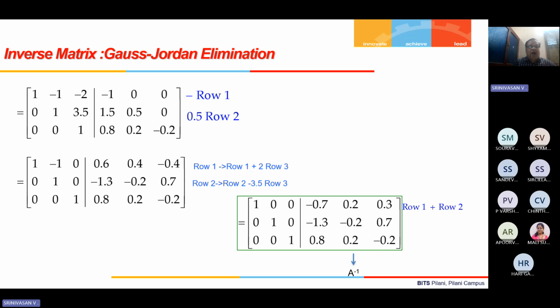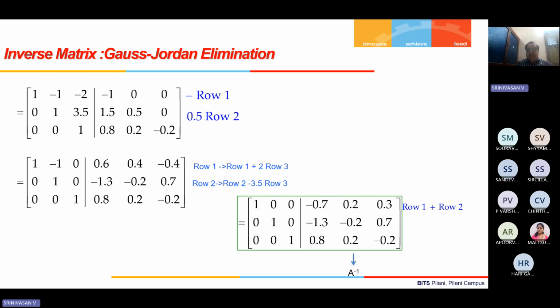That is your R1, keeping R2 fixed, because R2 is now fixed. So go to R1. This is minus 1, this is 1. You must get 0 here. So what will you get? R1 is R1 plus R2. So 1 0 0. Here 0.6 minus 1.3 is minus 0.7, 0.4 minus 0.2 is 0.2, minus 0.4 plus 0.7 is 0.3, and the remaining will be 0, 1, 0, minus 1.3, minus 0.2, 0.7, 0, 0, 1, 0.8, 0.2, minus 0.2.